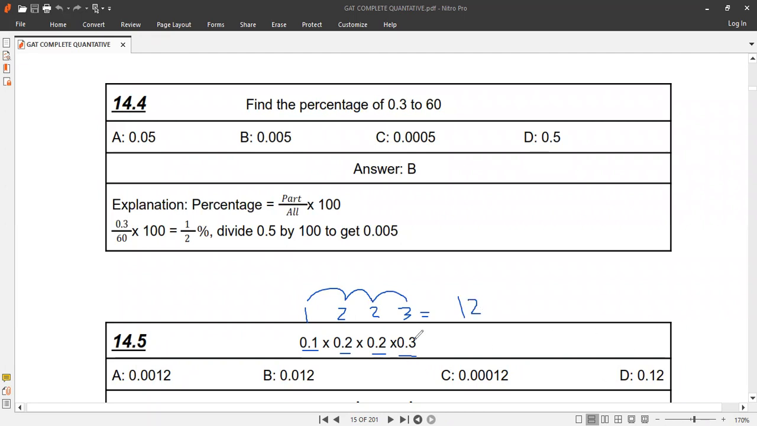But where do I put the point? How many decimal places do we have? 1, 2, 3, 4. So I want to have 4 decimal places in the product. 1, 2, I add other 2, and I put the dot. So the answer is A.